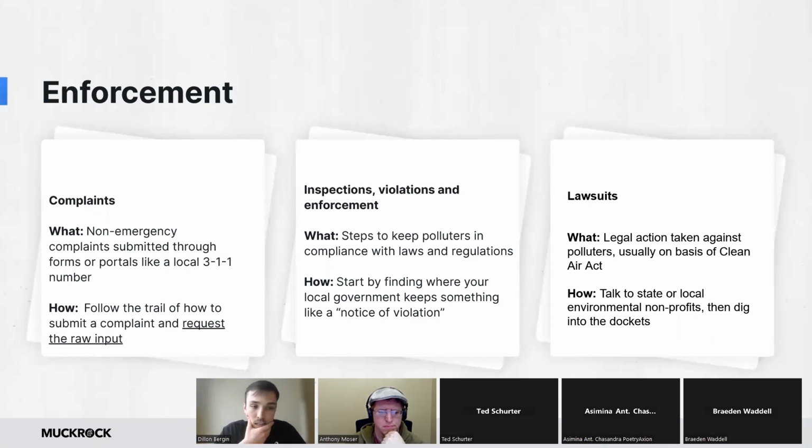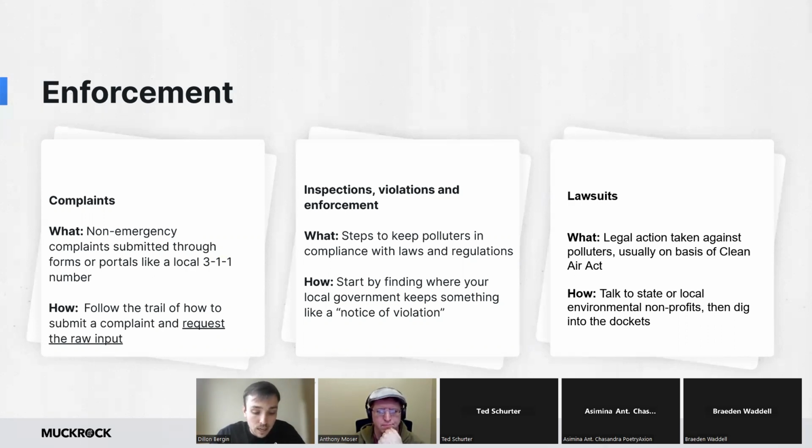Complaints: these are non-emergency complaints submitted through forms or portals like a local 311 number. Again, not every area in the country has such a portal or a hub, but if you do, you should try to figure out if there's a specific category for air pollution or dust complaints, or how you might otherwise find those in the midst of all the other types of 311 complaints.